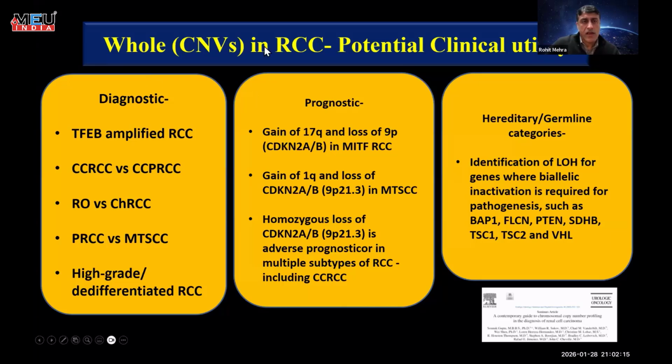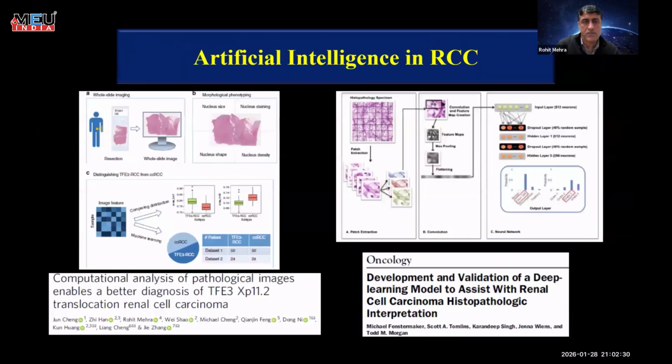So the CNV assays now carry diagnostic, prognostic, as well as hereditary annotations. I'm a bit running out of time, but I highly recommend visiting this review article for gaining more insight into these utilitarian patterns for patients with RCC.